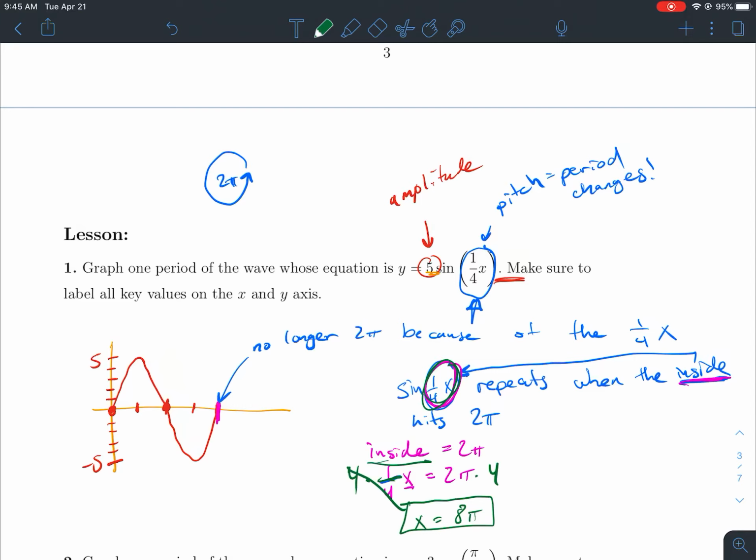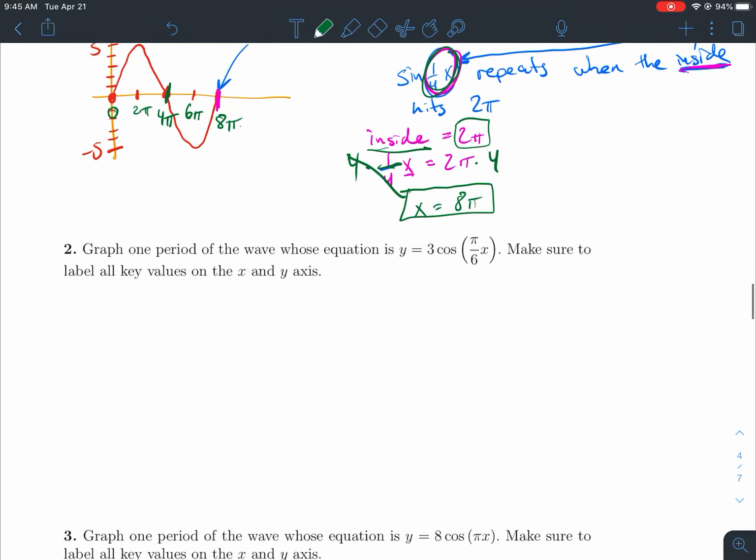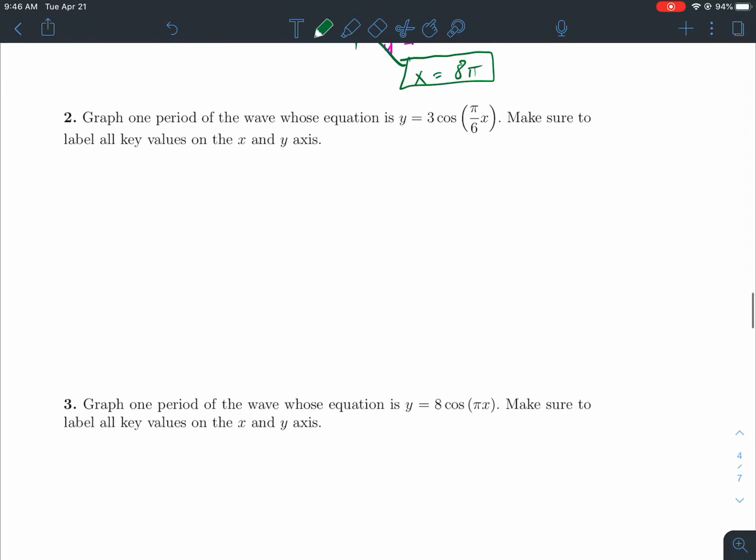So by making the inside 1/4 x equal to 2 pi, we find that in order to complete a full cycle, x has to equal 8 pi. So we put the 8 pi here. Halfway through that, from 0 to 8 pi would be 4 pi. Halfway between 0 and 4 pi would be 2 pi. And then halfway between 4 pi and 8 pi would be 6 pi. Now it's really important that you see why this happened. So we're going to do a couple of more examples, and I think that the clarity will increase each time we work on them. So let's do another one here.